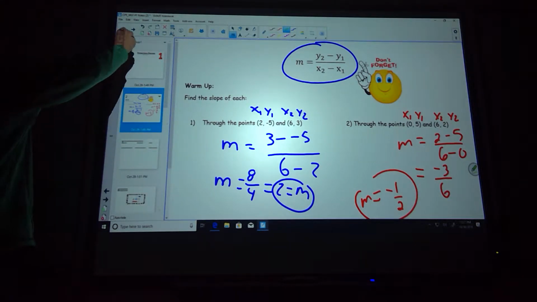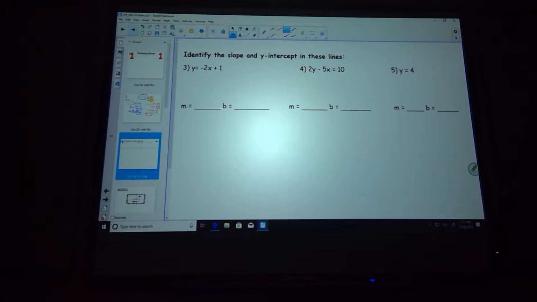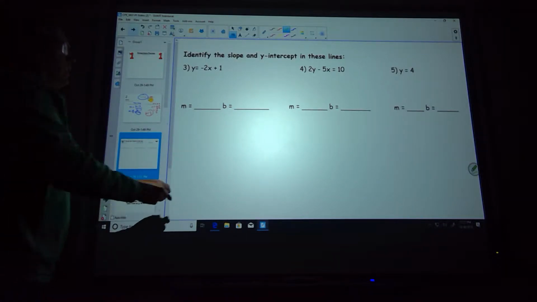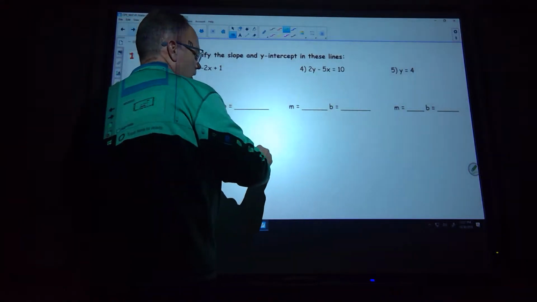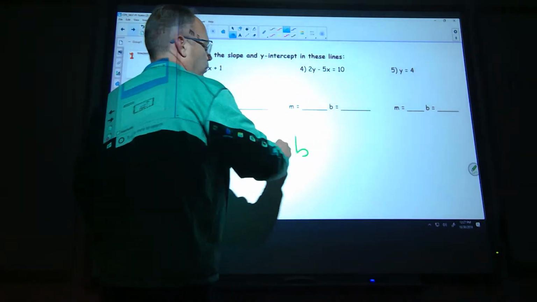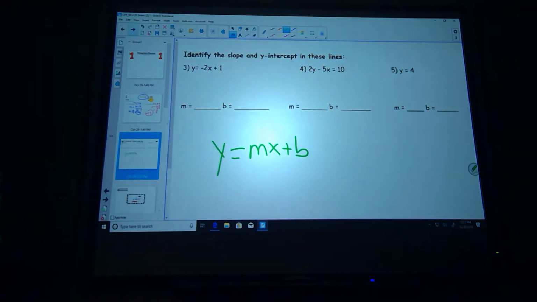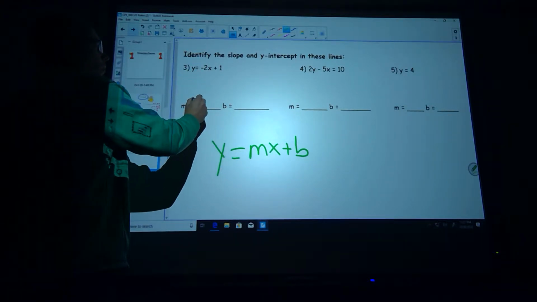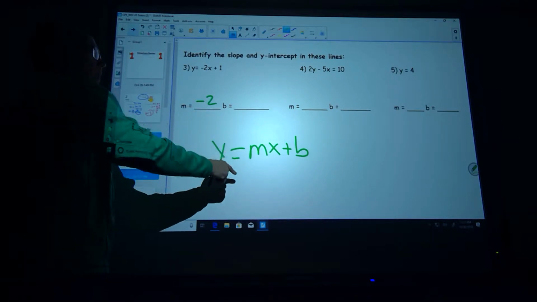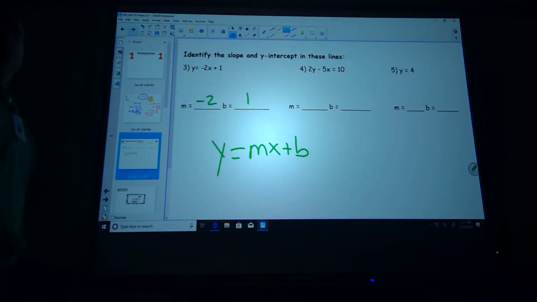Yes. All right. Okay, so identify the slope and the y-intercept of these lines. Remember, when it looks like this, and there's no more parentheses or anything, everything's just distributed out, the slope is attached to the x, and whatever's left over is the y-intercept. So my slope on this one is negative 2, and my y-intercept is 1. Seem okay?